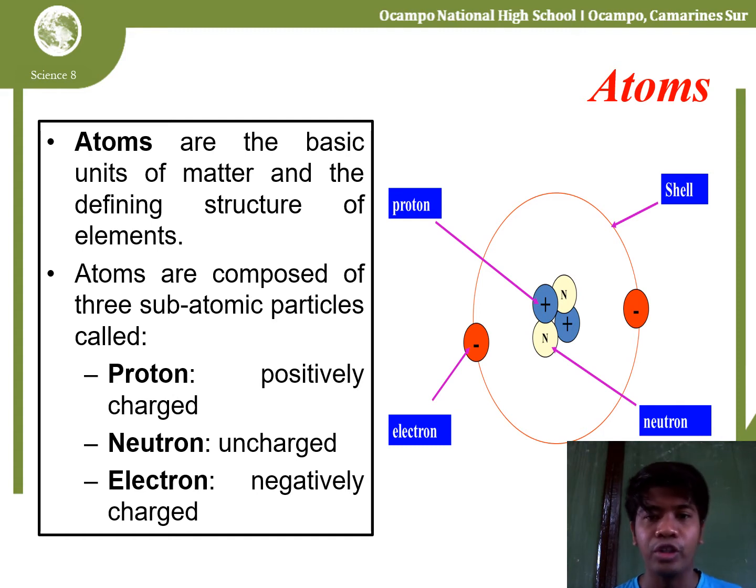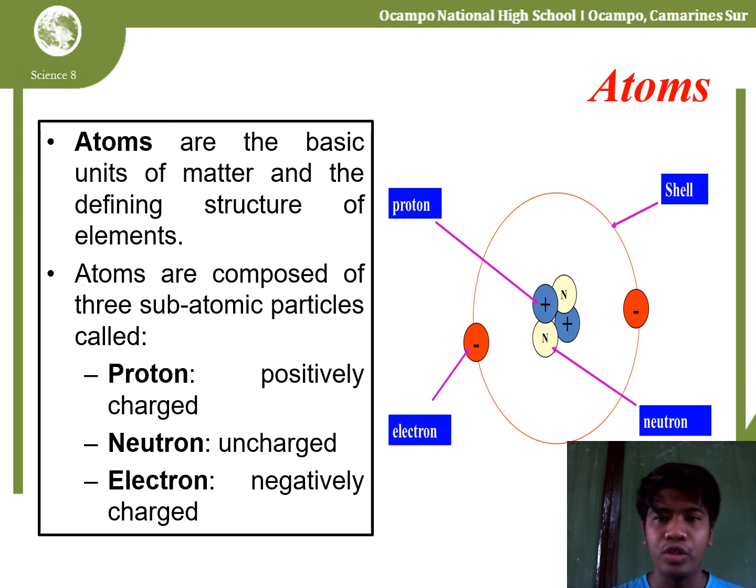When we say proton, it is the positively charged particle of an atom. Wherein when we say electron, it is the opposite charge of proton. It is the negatively charged particle of an atom. Wherein when we say neutron, it is the neutral or uncharged particle within an atom.